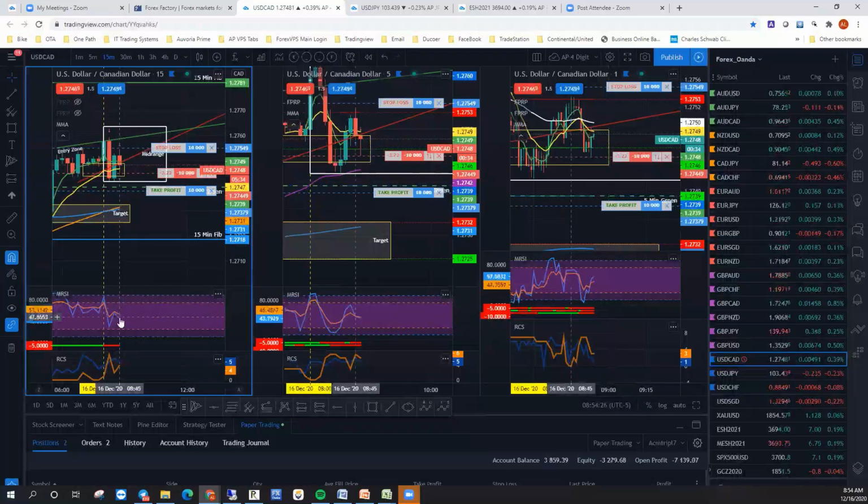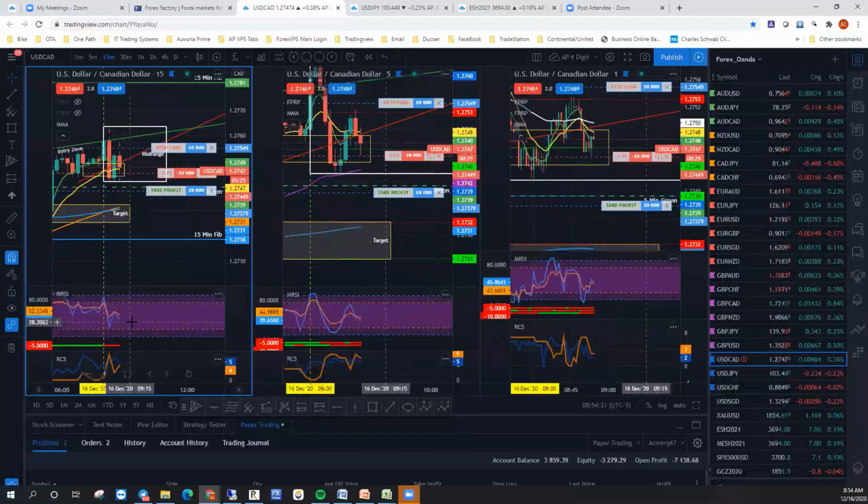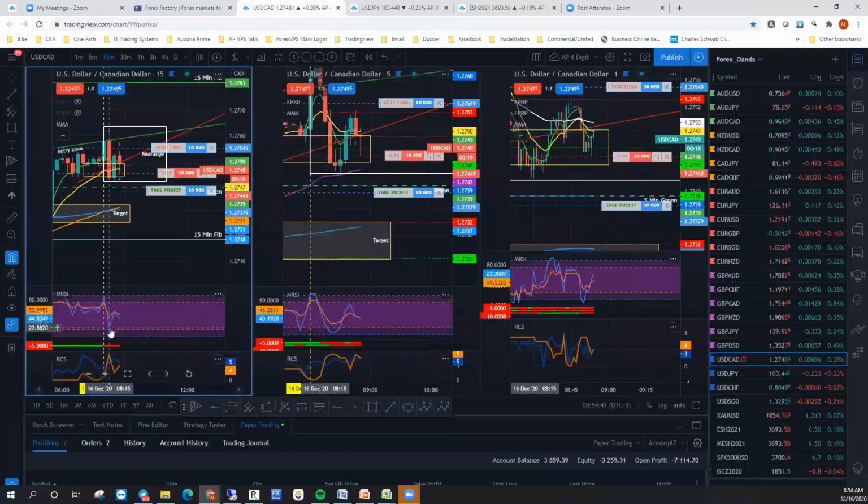If I get a 15-minute close where both of these are pointing down, which we did over here about 15 minutes ago at the 8:15 bar, both of the 8 and the 3 period on the 15 were pointing down, closed down. This is the pullback.